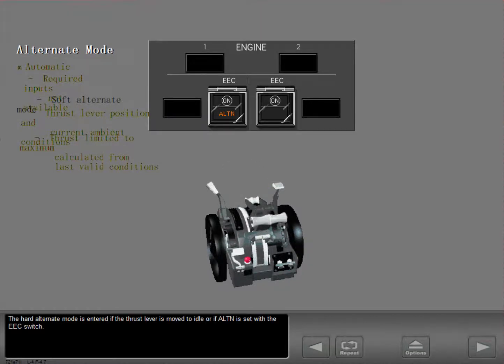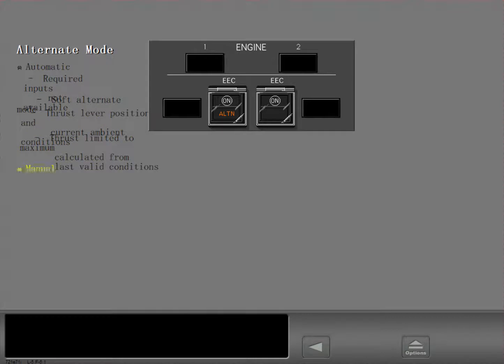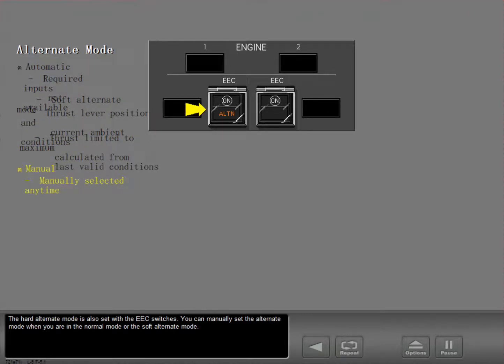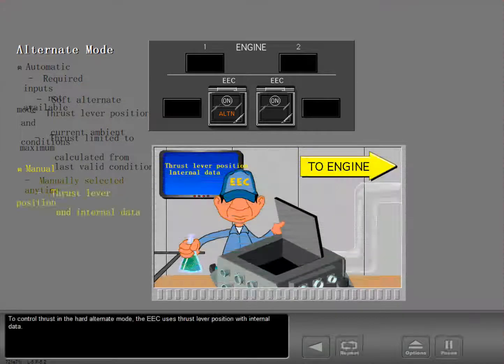The hard alternate mode is entered if the thrust lever is moved to idle or if alternate is set with the EEC switch. The hard alternate mode is also set with the EEC switches. You can manually set the alternate mode when you are in the normal mode or the soft alternate mode. To control thrust in the hard alternate mode, the EEC uses thrust lever position with internal data.